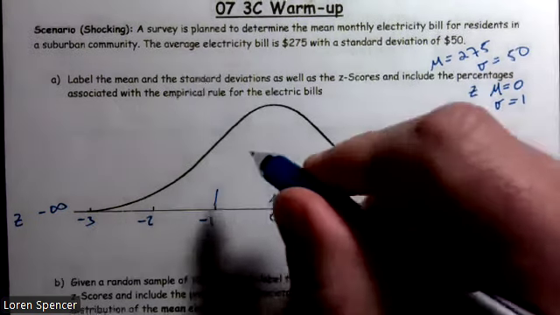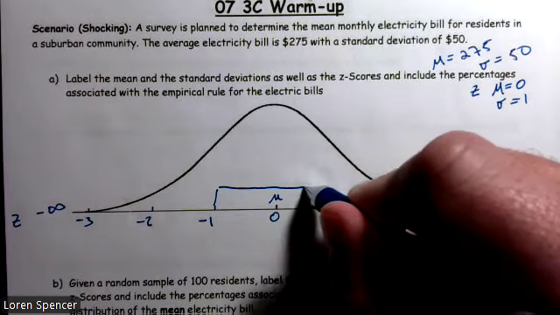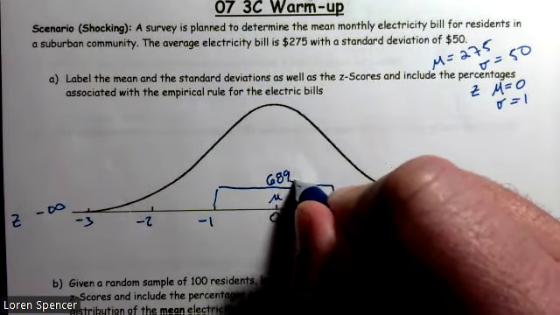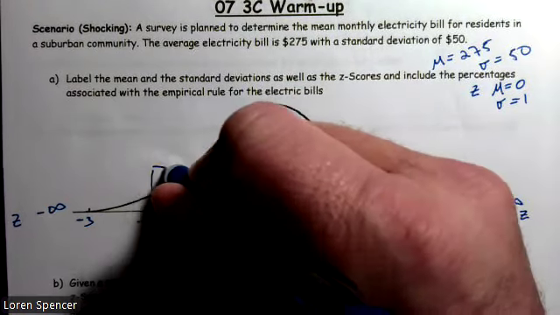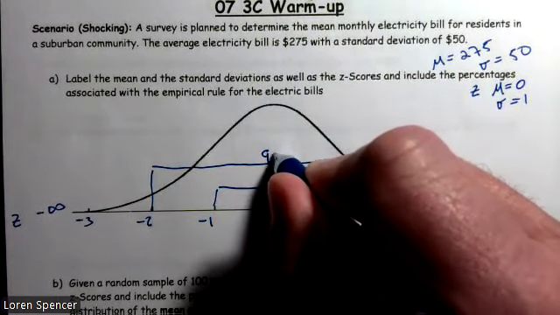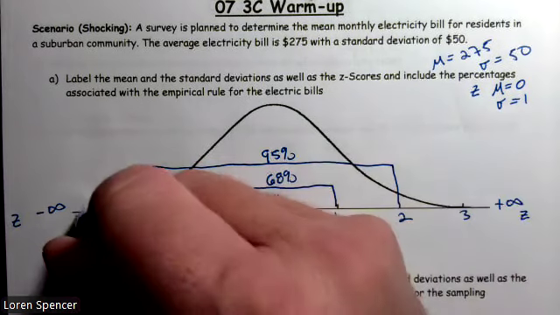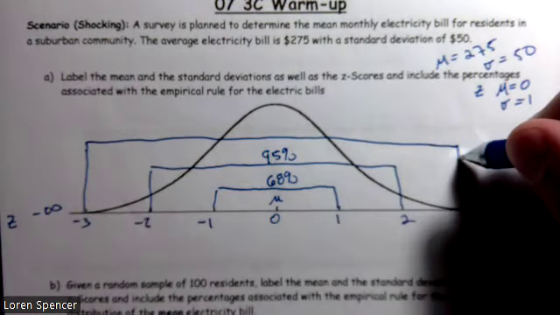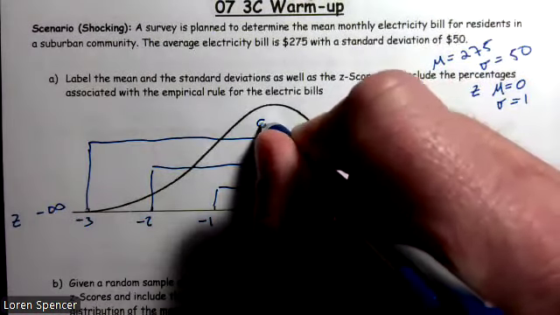The standard normal, plus or minus 1 standard deviation, is 68%. Plus or minus 2 standard deviations is 95%. And plus or minus 3 standard deviations is 99.7%.